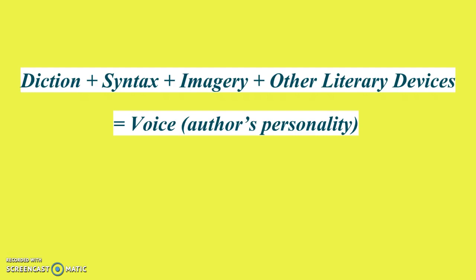And that narrative voice can be in first person, second person, or third person, and all the kind of sub-sections of those points of view. Now, when we're looking for diction, syntax, imagery, and other literary devices, they will give us the kind of pieces of proof that we need in order to confidently say what the voice is and the purpose of that voice.